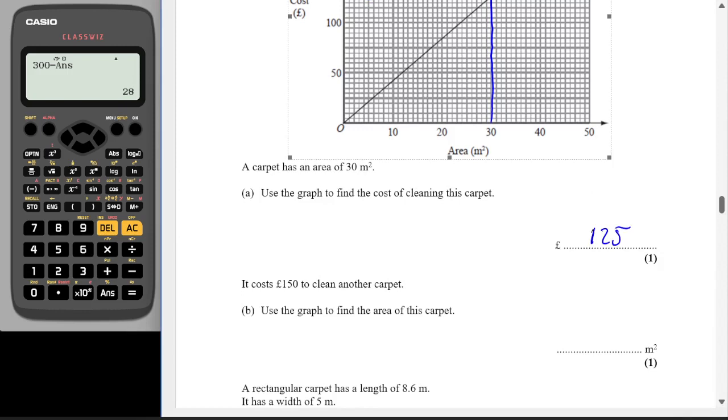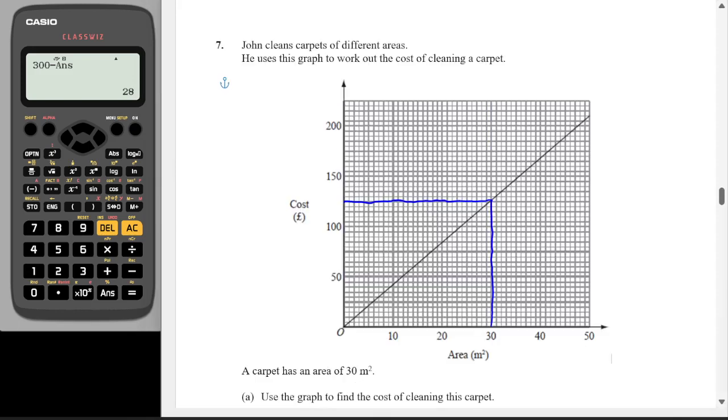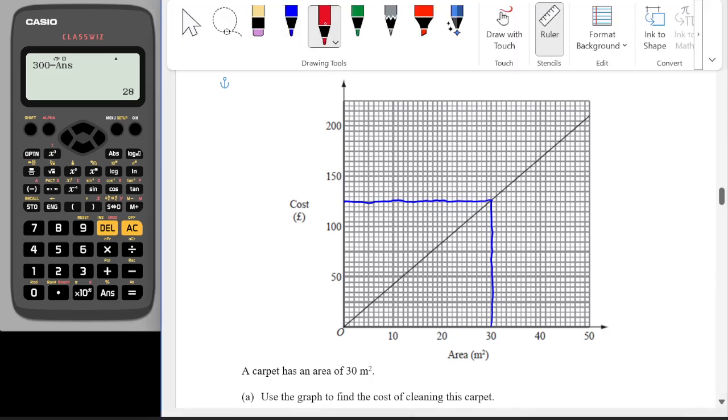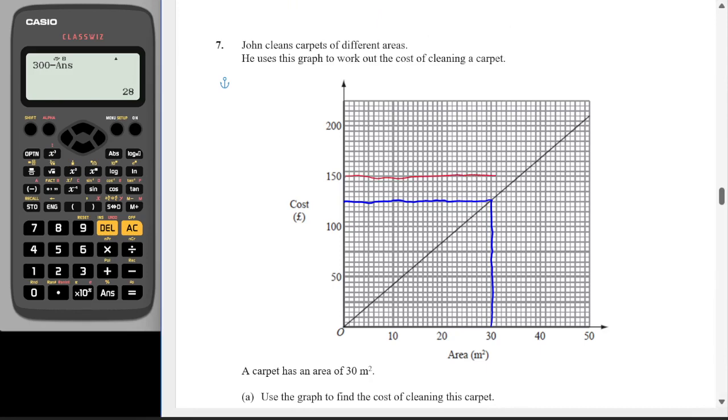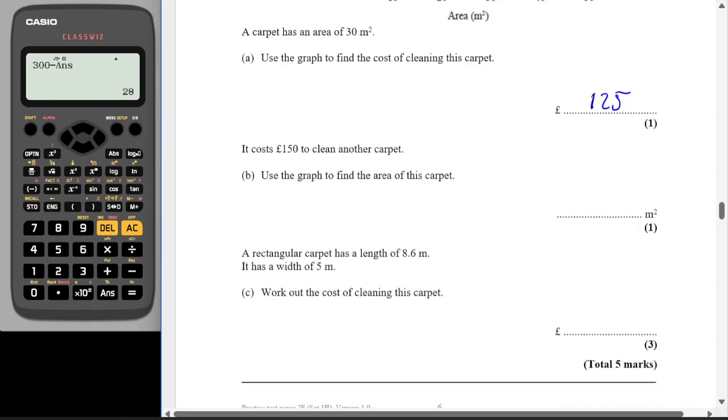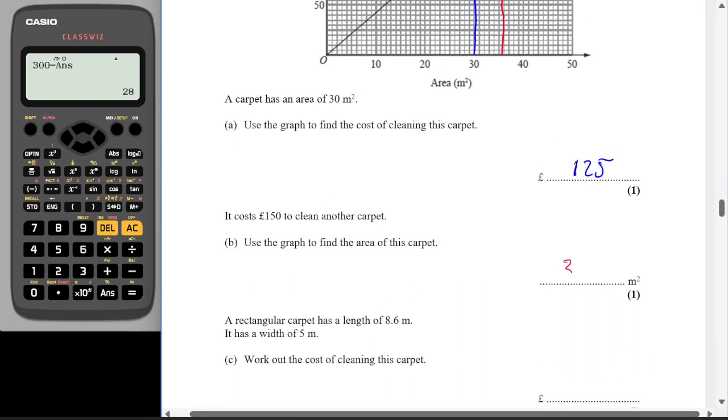It costs £150 to clean another carpet. Use the graph to find the area of this carpet. So I'll change pen colour for this one, hopefully. So 150, I'm going to go across to where I hit my line, and then I'm going to come down. So that's looking like 35, between 35 and 36. So I'm going to go 35.5 just to be as accurate as I can. So I'm going 35.5 meters squared.